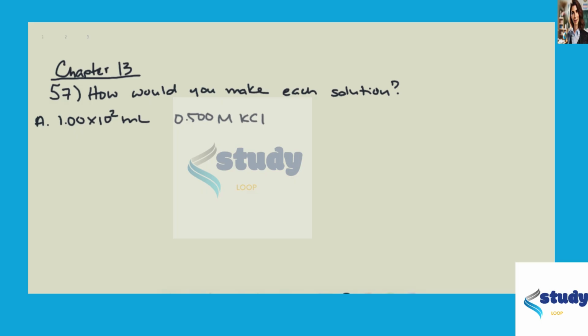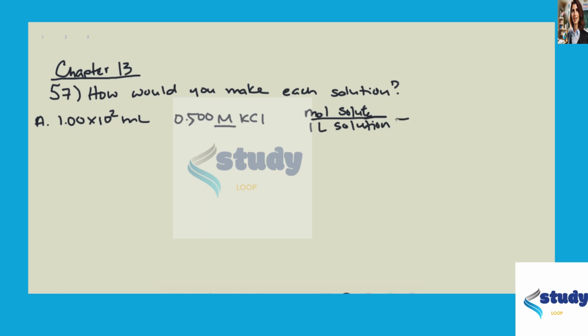Problem 57 asks, given the following information, how you would make each solution. Part A here asks how you would make 100 milliliters, or 1.00 times 10 to the second milliliters, of 0.5 molar potassium chloride. Remember that this capital M, which stands for molarity, is telling you to think about how many moles of solute, or the thing being dissolved, there are per 1 liter of solution.